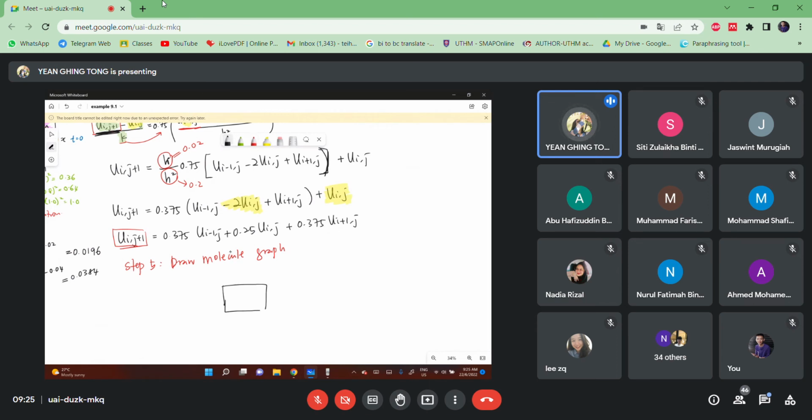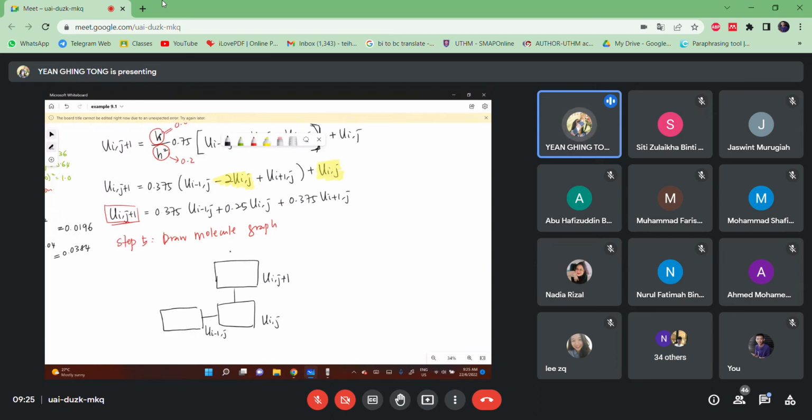Okay, so I will have to draw this one. Here, let's say this one is u(i, j plus 1). Maksudnya bawah dia u(i, j), right? And then here, this is u(i minus 1, j). And here, this is u(i plus 1, j).